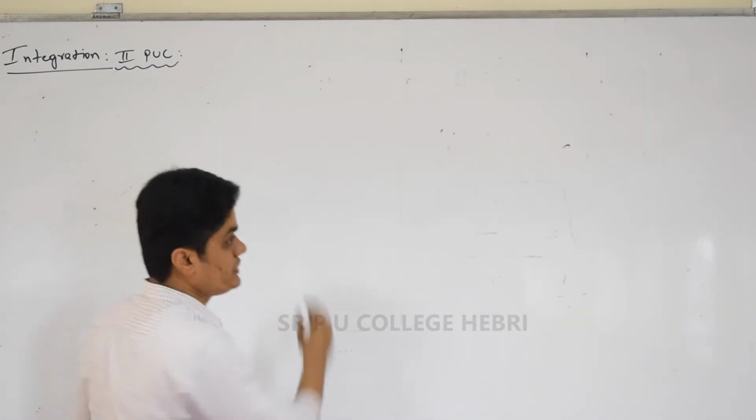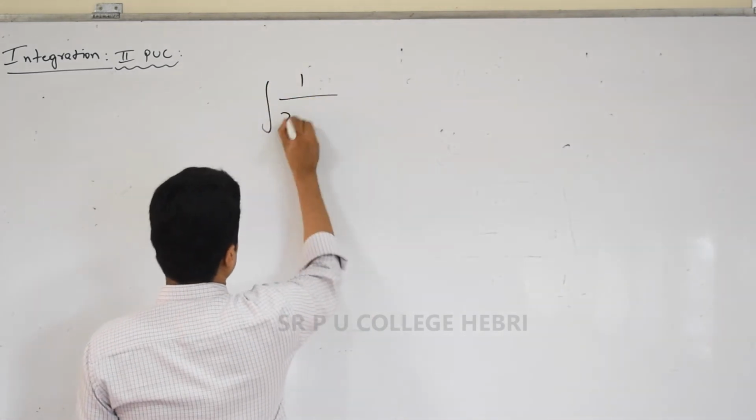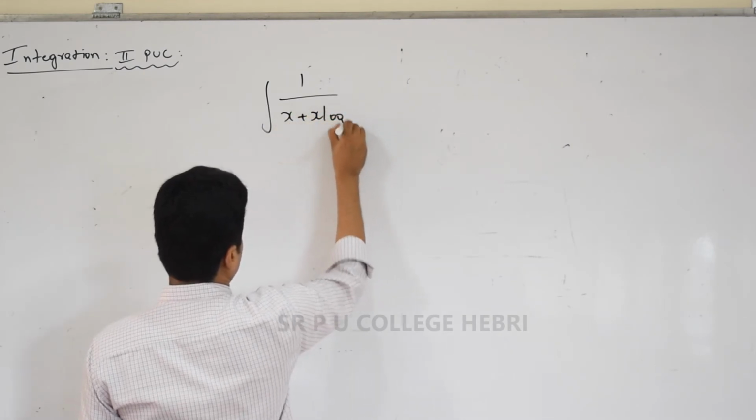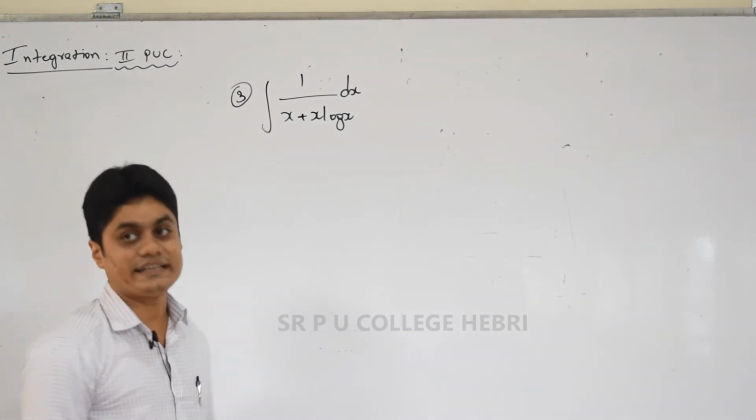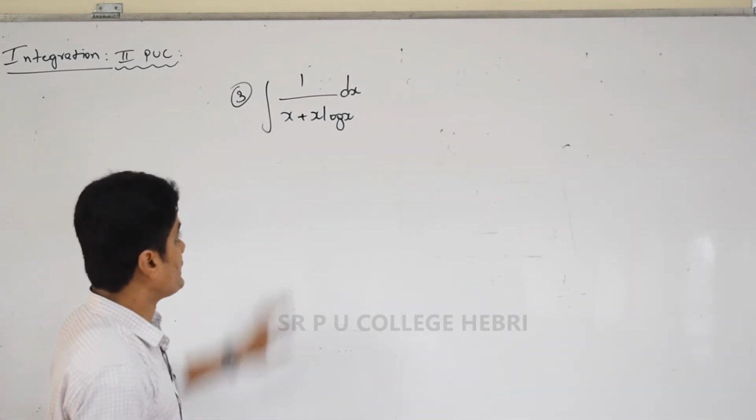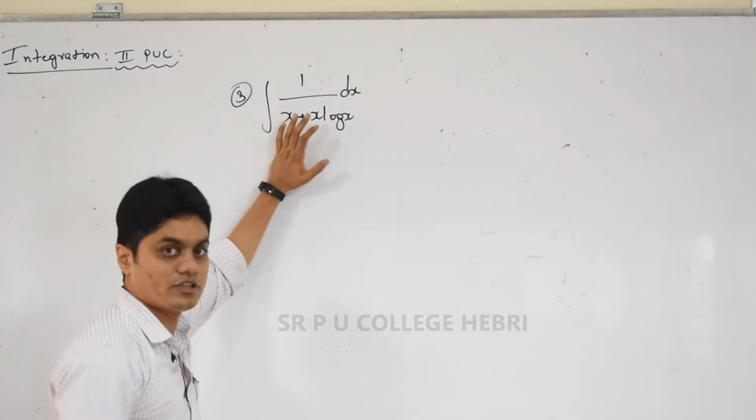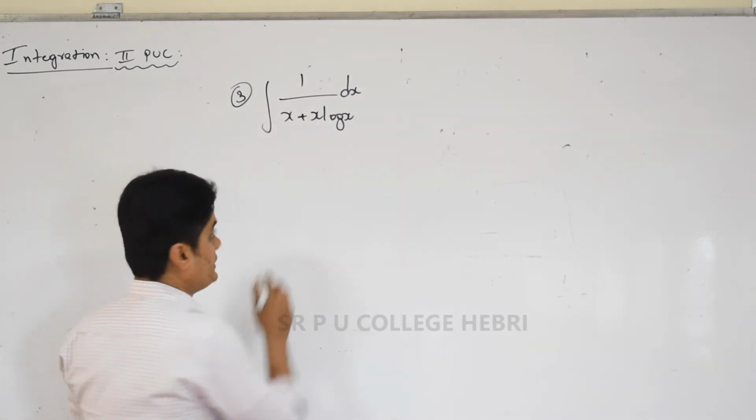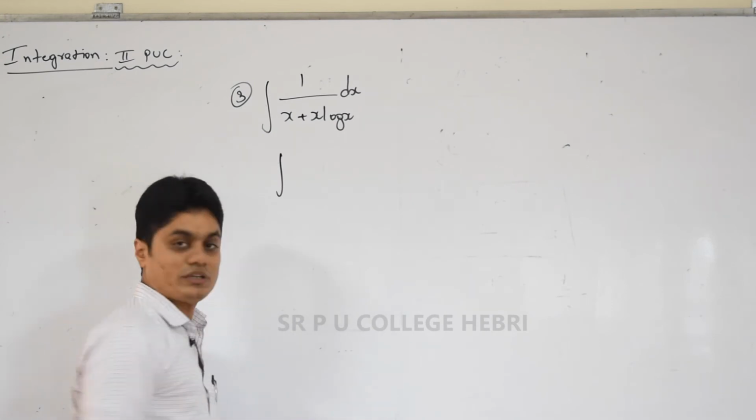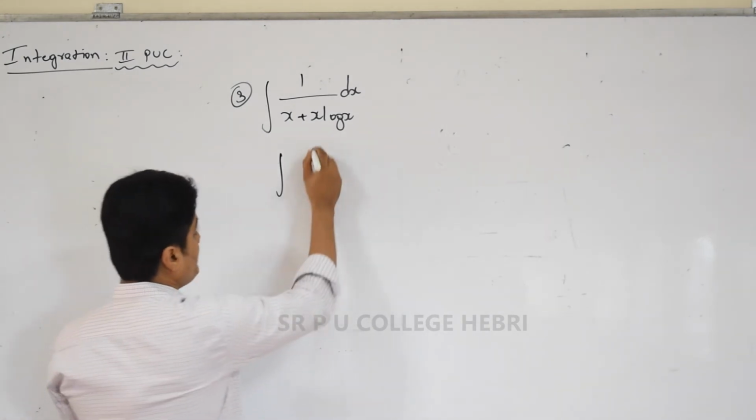Okay, so third question. Integration of 1 by x plus x log x dx. Here it looks like a single function, where f dash of x or f of x is not visible, right? So be careful here. You can convert this into one of the standard forms. How? Can you tell me?